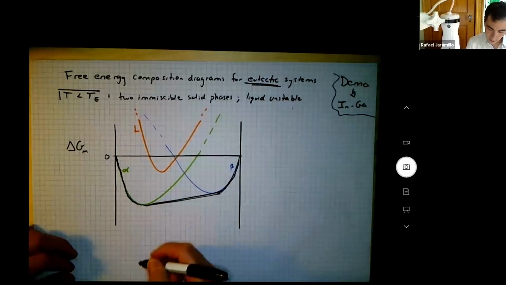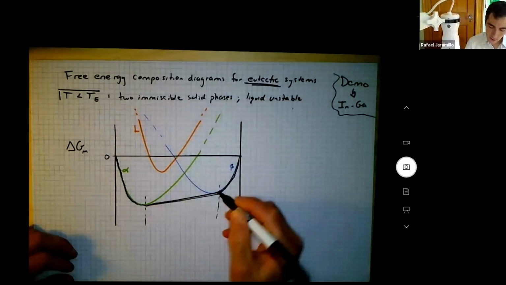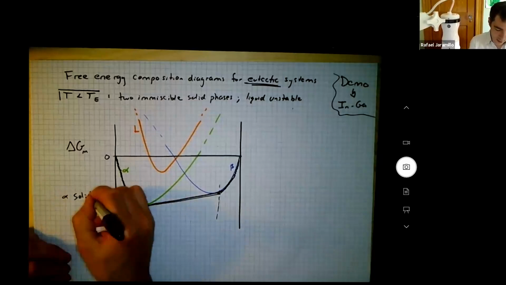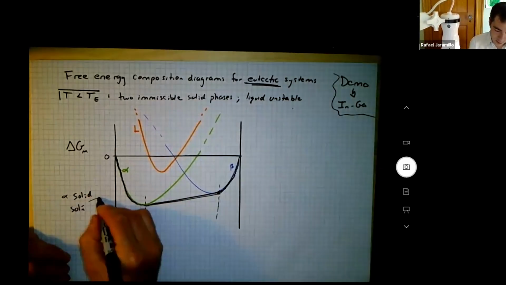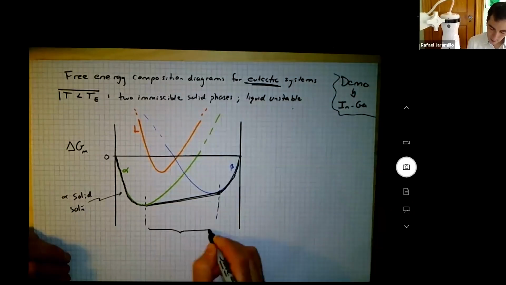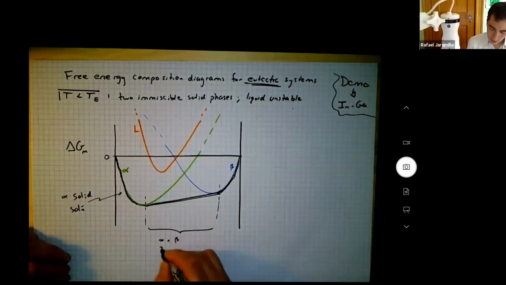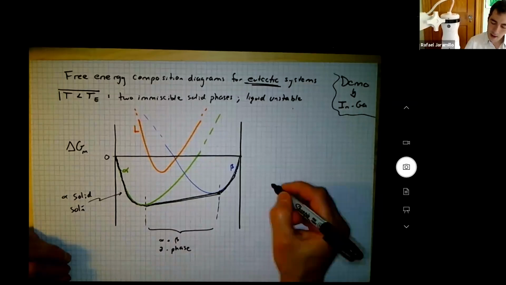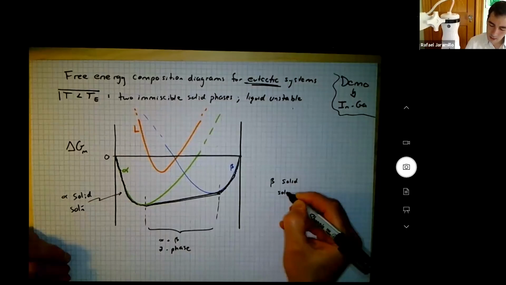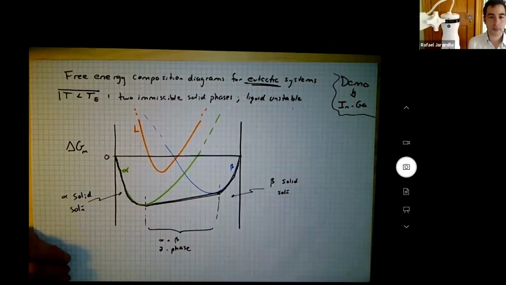Here are my points of common tangency. So in this region, I have an alpha solid solution. In this region, I have alpha and beta two-phase. And in this region, I have beta solid solution. Beautiful. Let's move on.